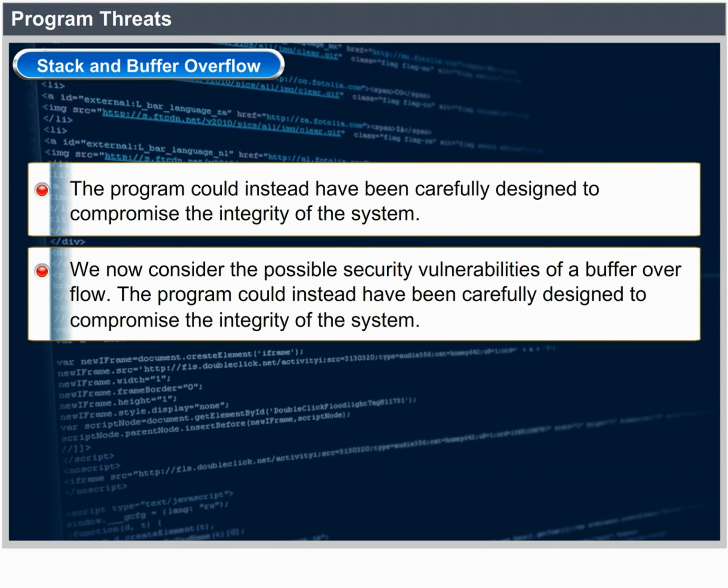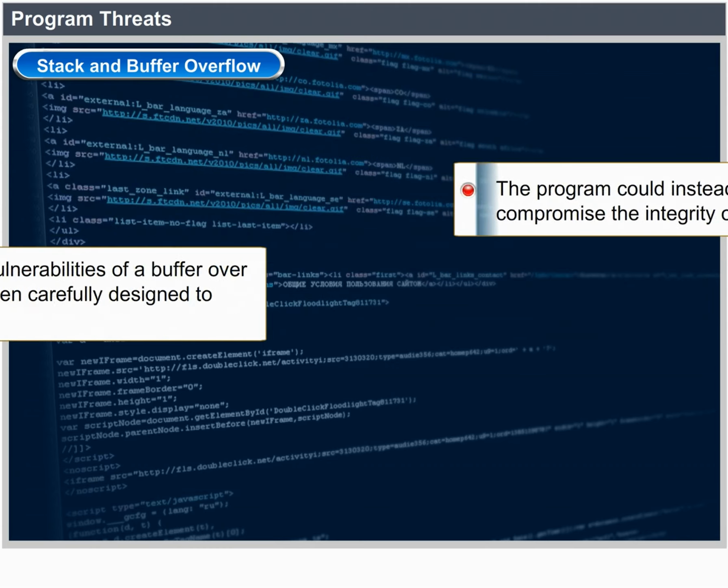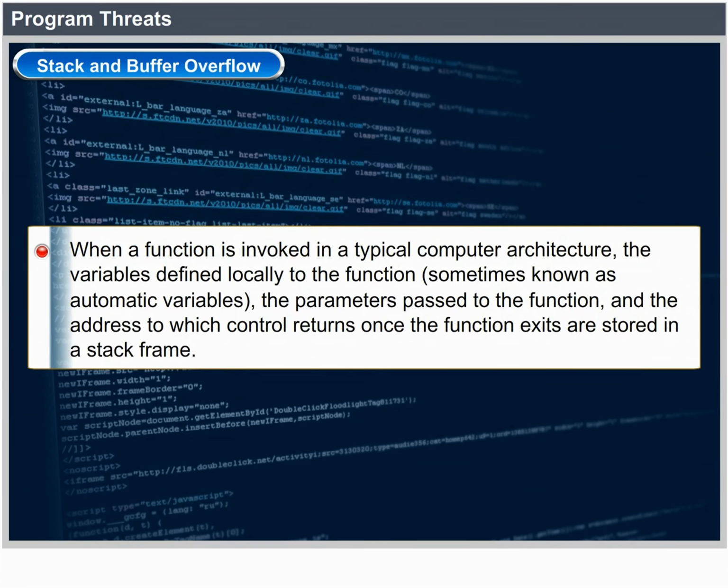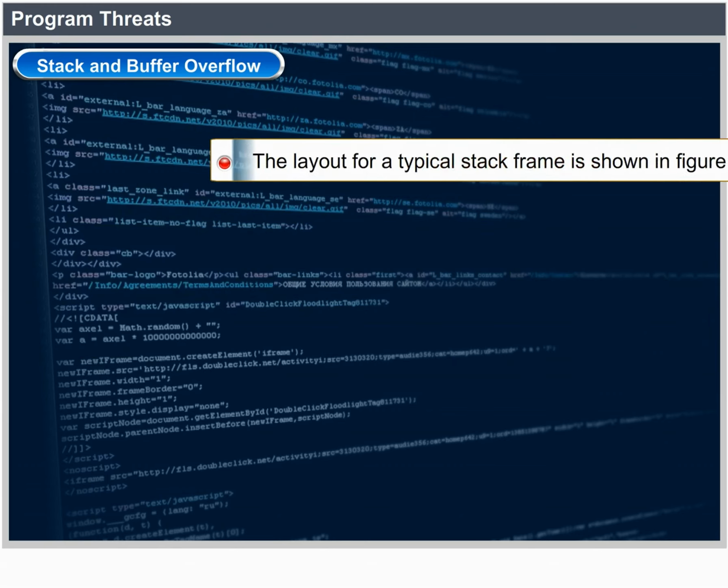When a function is invoked in a typical computer architecture, the variables defined locally to the function, sometimes known as automatic variables, the parameters passed to the function, and the address to which control returns once the function exits are stored in a stack frame. The layout for a typical stack frame is shown in the figure below.